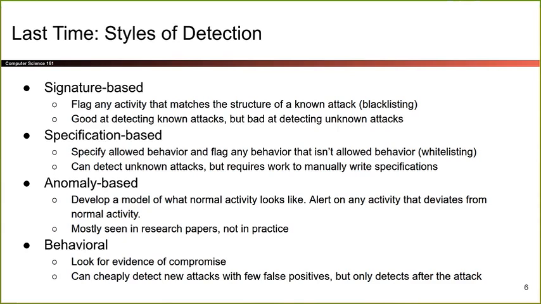And then we talked about specification-based. Here you list what's allowed. So you say, if I'm running a C program, the user can enter numbers because I'm looking for their age. So I specify what's allowed, and then everything else that's not allowed gets flagged. So this is whitelisting because I list what's allowed and everything else is flagged. If it's on the list, it's okay.